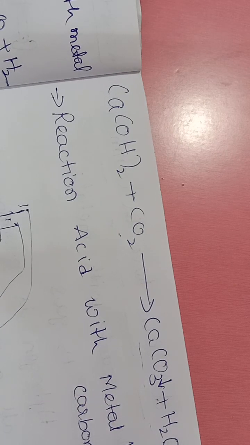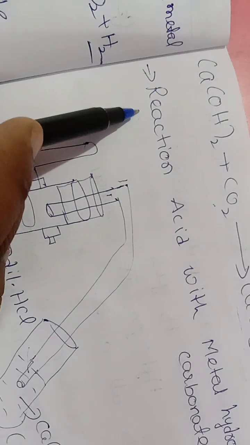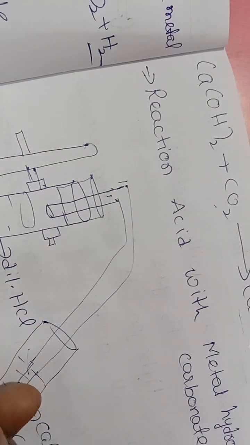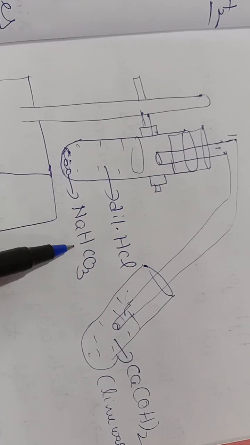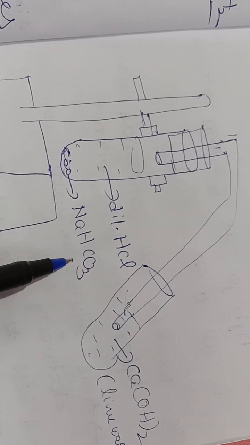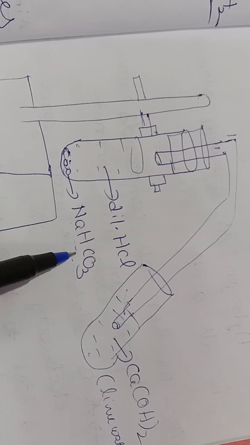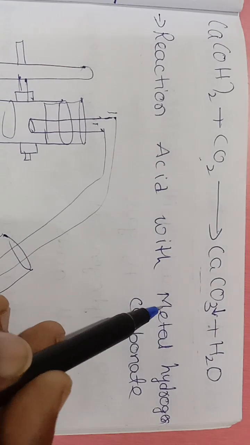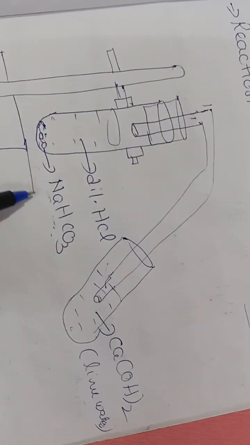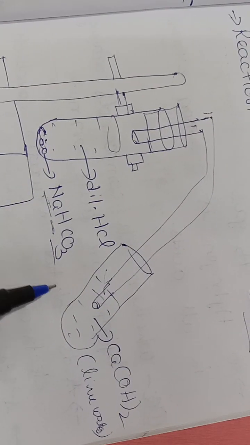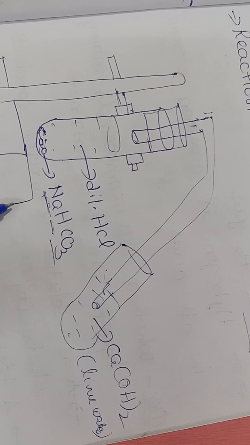So this is the second equation: calcium hydroxide reacting with CO2 releases calcium carbonate and water. Okay, next one, reaction of acid with the metal hydrogen carbonate. Same apparatus taken, add sodium hydrogen carbonate. So what is our aim? To check metal hydrogen carbonate. So what are we taking in its place? Sodium hydrogen carbonate. Sodium is also a type of metal, right?